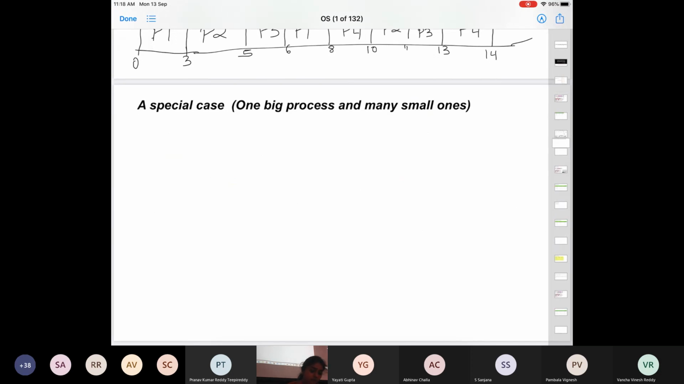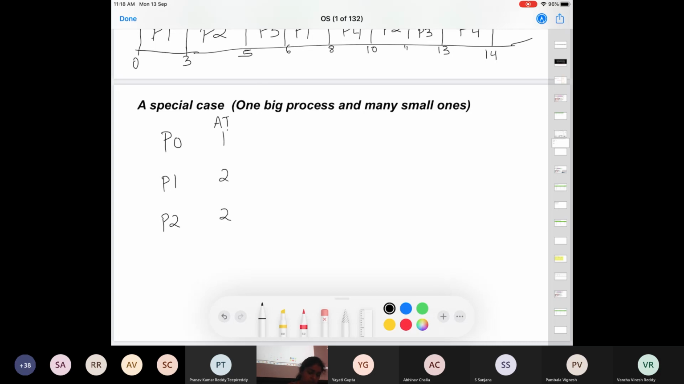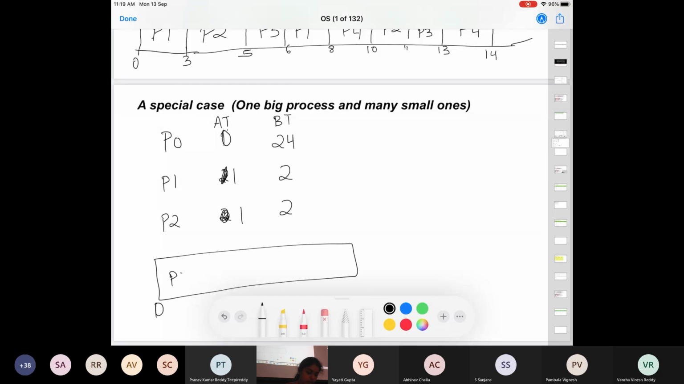So look at this. Let's look at these two cases. Let's say I have P0, P1 and P2. Let me start from 0. So this one came at 0 and both of these came at time 1. If I look at the burst time, let's say the burst time for P0 is 24, and for both of these is just 2. Right? So it will make the situation difficult. So at time 0, there is only P0. So at 0, P0 starts executing till 24. Then P1 executes till 26, and then I have P2 which executes till 28.